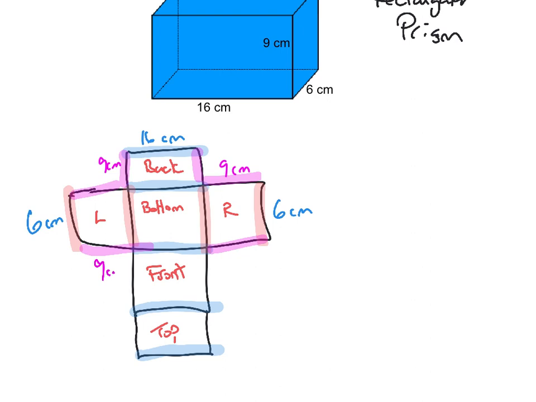I'll put 9 centimeters here as well. And yeah, that's good. Now, here's my next question. What's this going to be right here? 9, that's right. Because it's the front, and the front is 16 by 9. We already know this is 16, so that's got to be 9 as well. So this is going to be 9 centimeters right here.